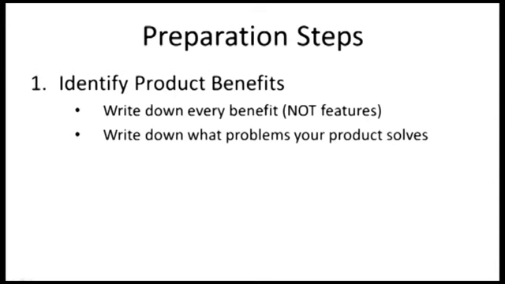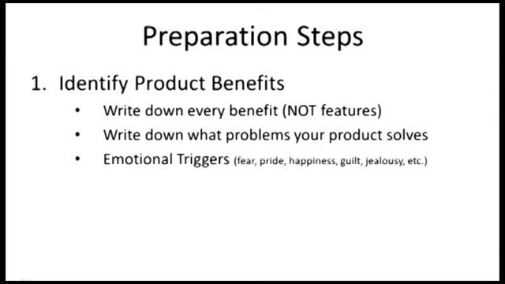I also want you to write down what problems your product is going to solve for someone. People will buy if your product can solve a problem. And then thirdly, I want you to write down any emotional triggers that you can zero in on. Remember, people buy based on emotion. They usually don't buy on logic. I mean, we justify on logic, we justify on features, but we buy based on emotion.